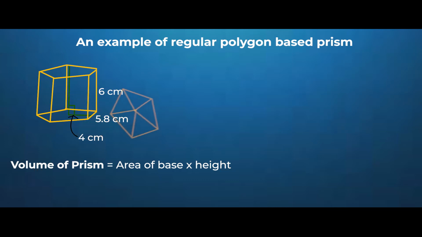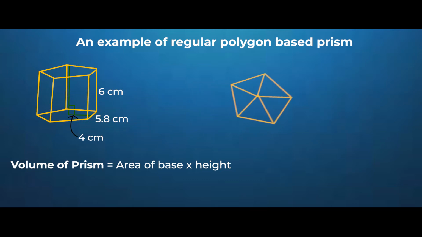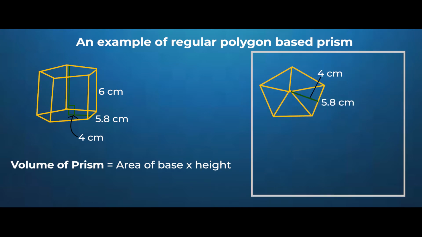We'll take the base separately to understand it better. It is a pentagon. When we separate the base, we can see that we can divide the base into 5 congruent triangles. Here the apothem acts as the height of the triangle in the base. So how do we calculate the area of a triangle? You all already know how to calculate the area of a triangle. It is half base by height.